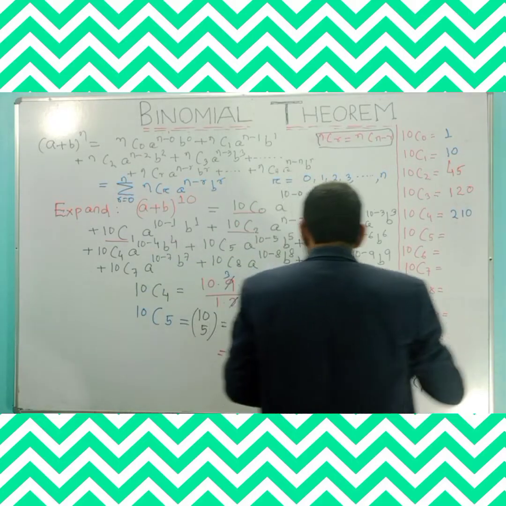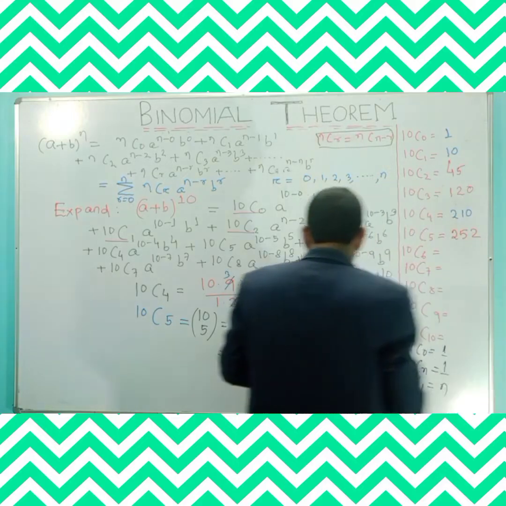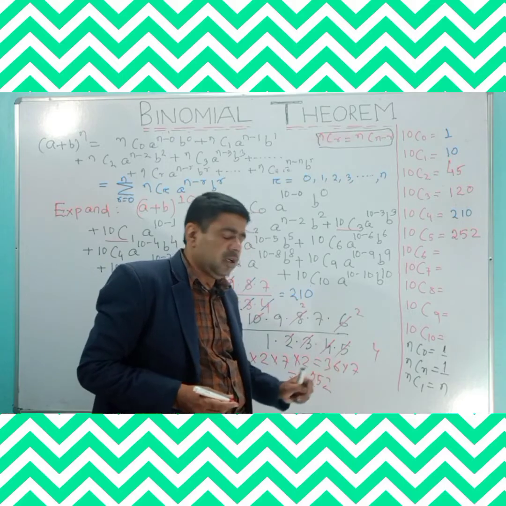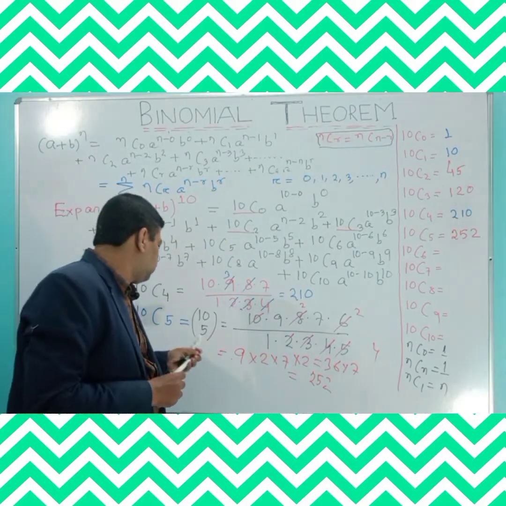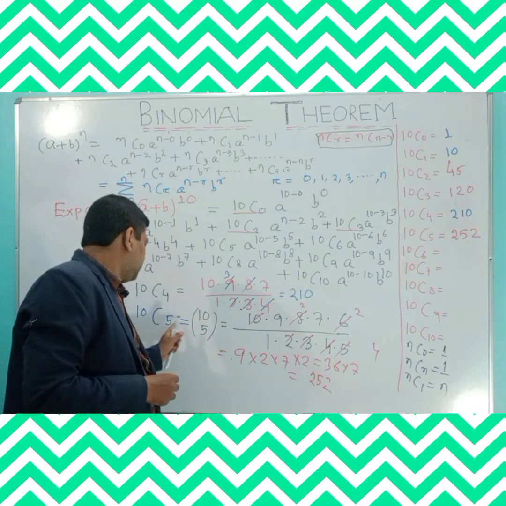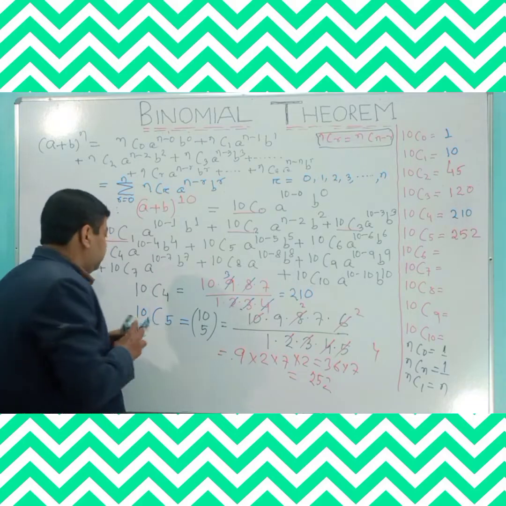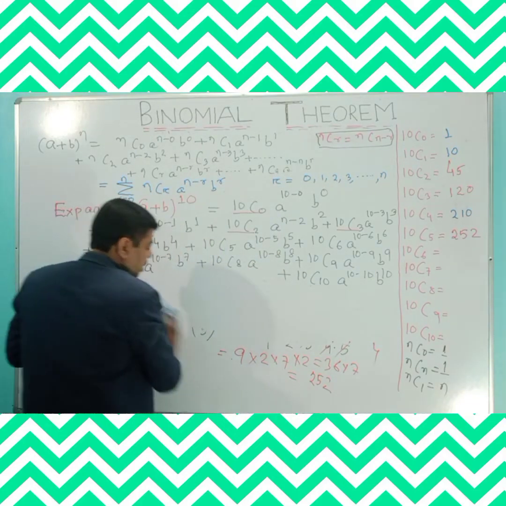This value will be 252. So the 10C5 value is 252, right? This is how you can find out the value of 10C5, whose value is 252. Understand? Note down. Similarly, the next value of the binomial coefficient is 10C6.